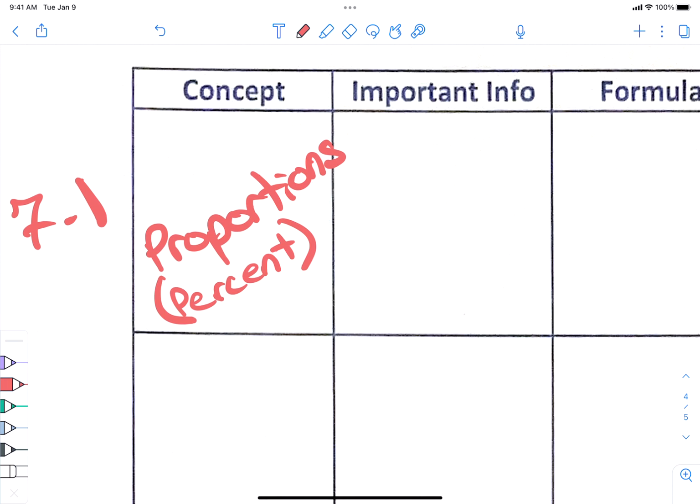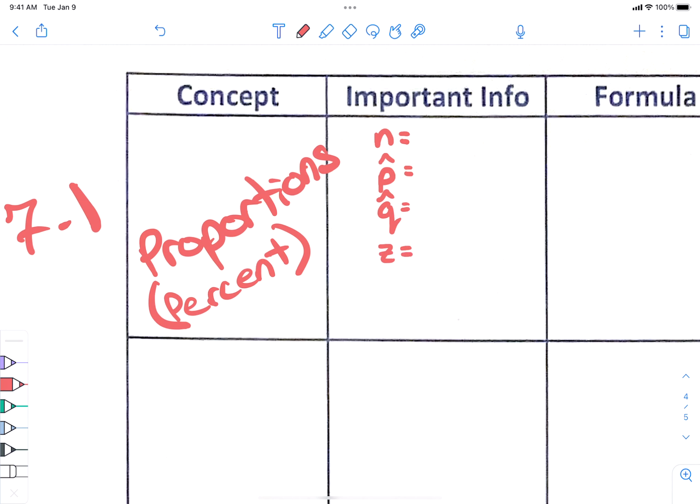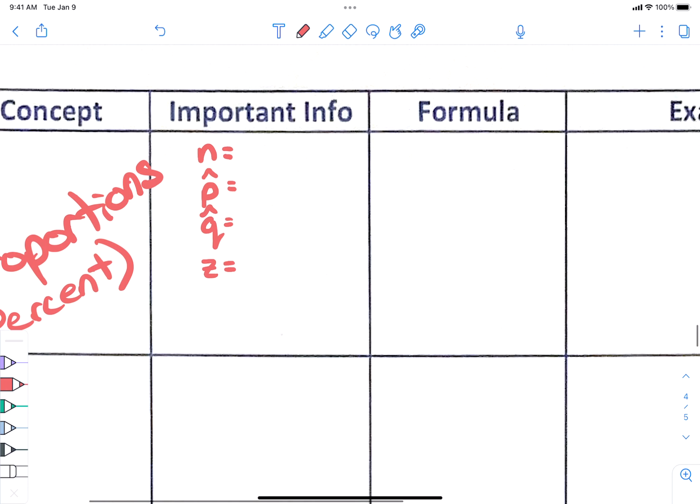So things that we know that we need for proportions are, we know we need n always. We know that we need p hat. We know that we need q hat, okay? We know we don't need standard deviation for proportions. This is like, what percentage of kids do this, right? We don't need a standard deviation for that. And then we need to know what z is, okay? That's the variable that we use. And then we use that information to find the error, okay?